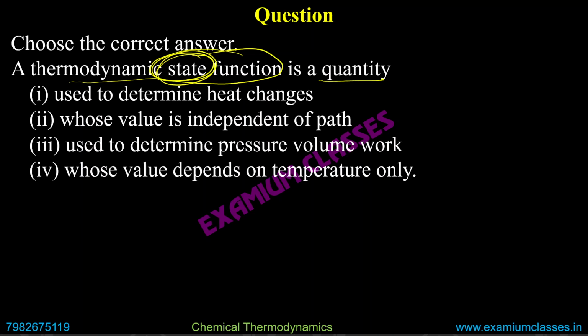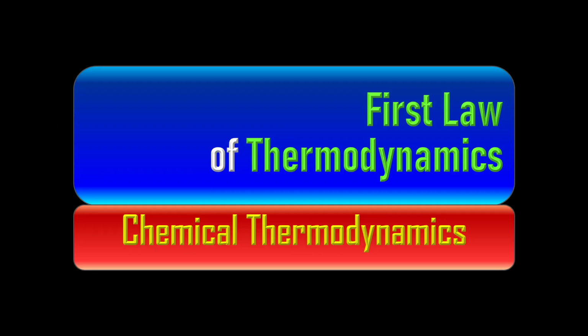But let's consider the third and fourth options also. Used to determine pressure, volume, work? No. This is just depending on initial and final state. Whose value depends on temperature only? No, we did not talk anything about temperature here. Only this depends only on initial and final state. It means the second option is correct. The value does not depend on the path. It depends only on initial and final states, state function or state variables.